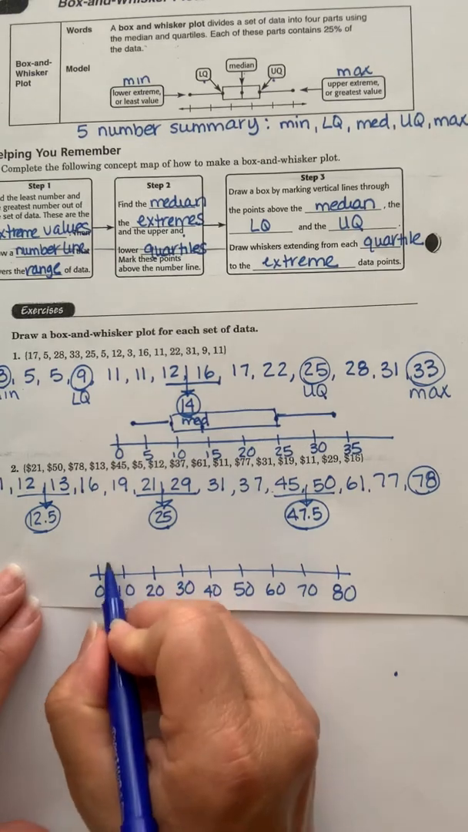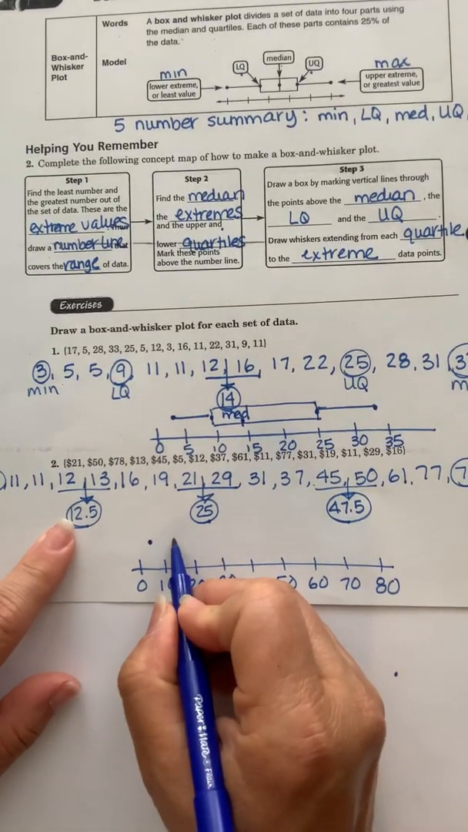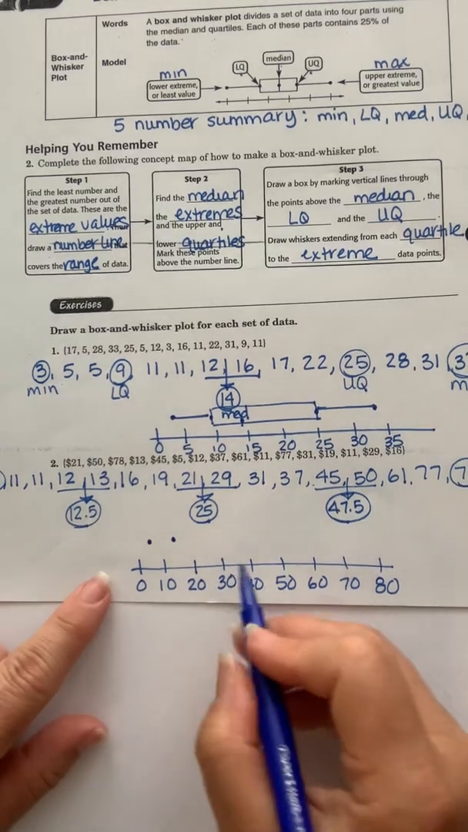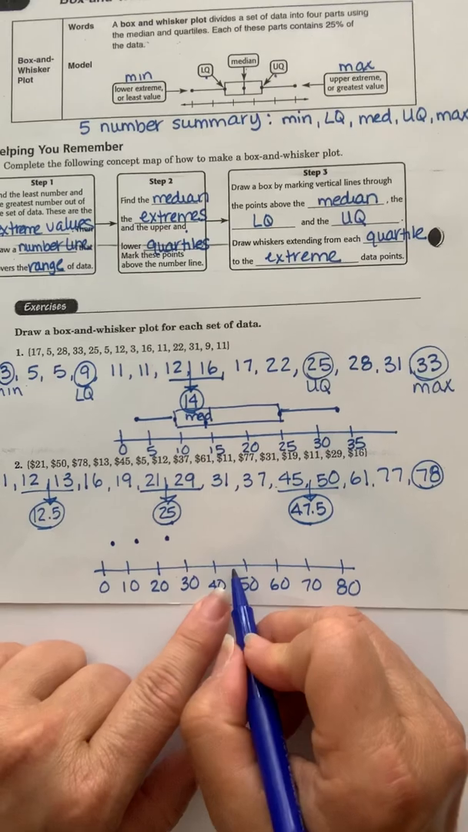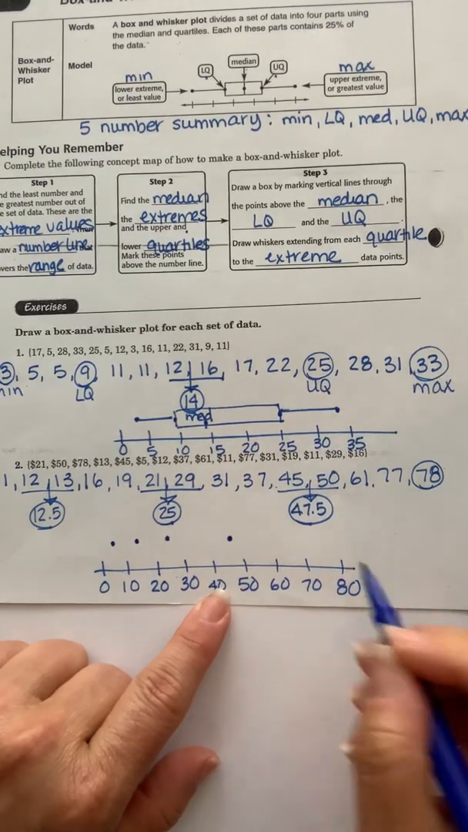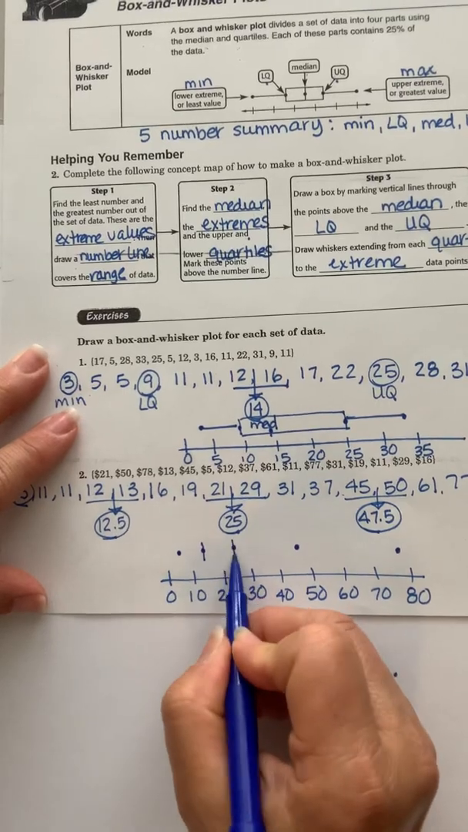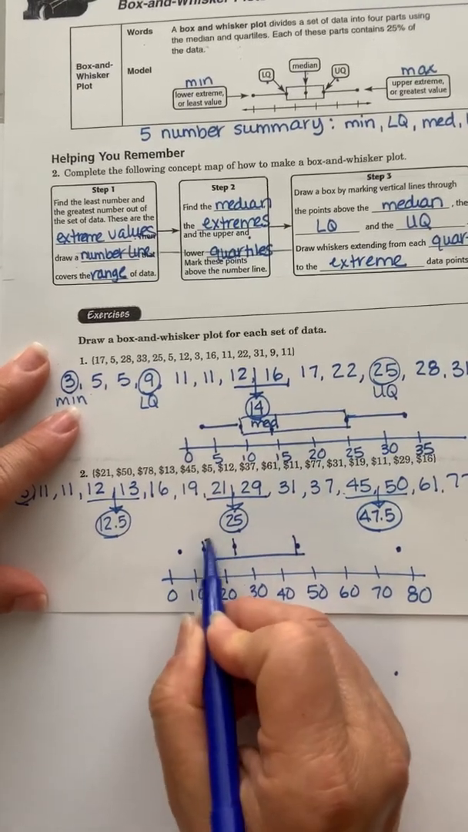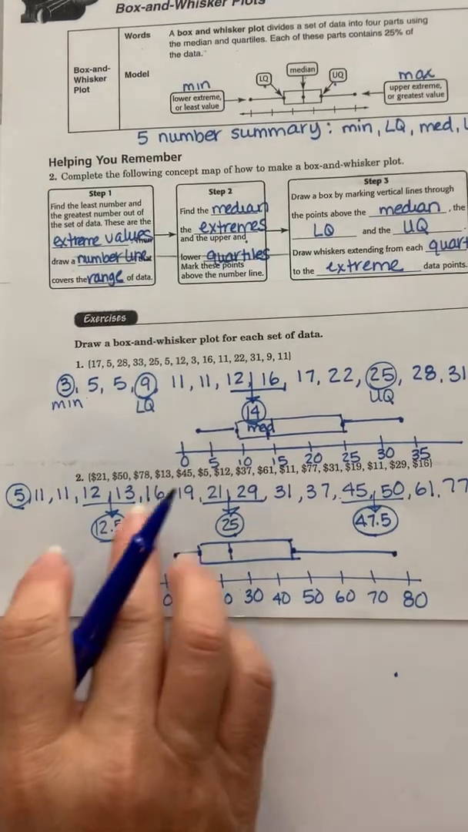So the 5 would go halfway between the 0 and the 10. 12.5 would be a lot closer to 10. 25 would be halfway between 20 and 30. 47.5 would be closer to 50, and 78 would be closer to 80. All right, so I make my lines through here, draw my whiskers. Okay, so that's the only new part, is making the actual box and whisker.